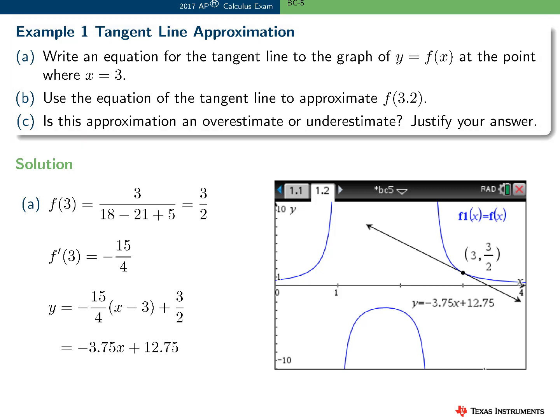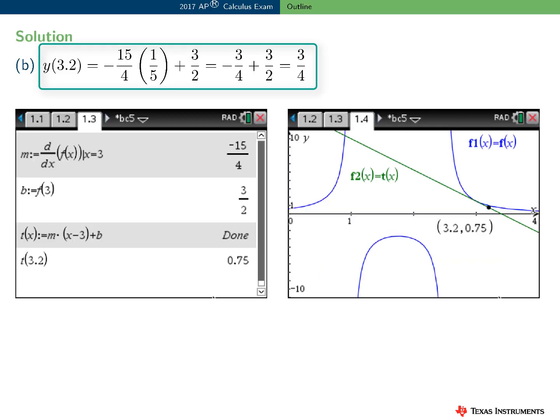To find an equation for the tangent line, we need a point and the slope. Well, we already have the slope. To find the point, evaluate the function f at x equals 3. So here's an equation of the tangent line to the graph of f at the point where x equals 3. And using technology, here's a visualization of this solution. To find an approximation for f of 3.2, evaluate the tangent line function at 3.2, and the approximation is 3/4.